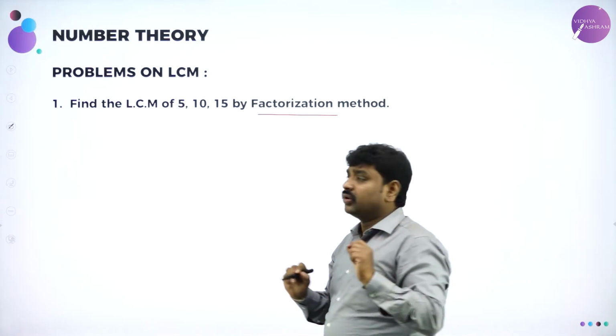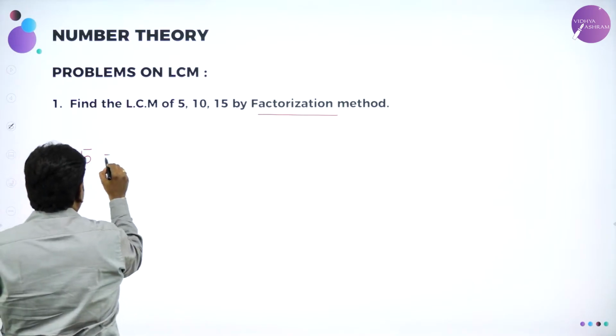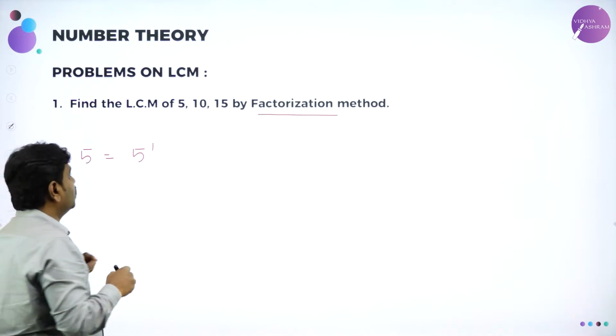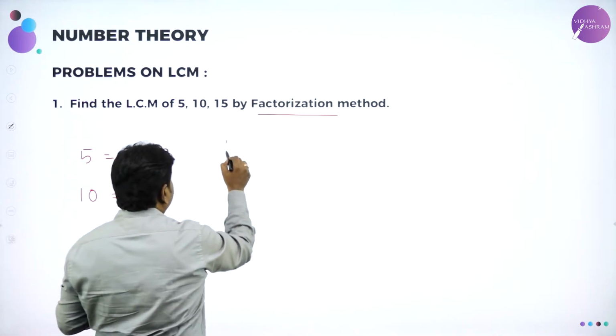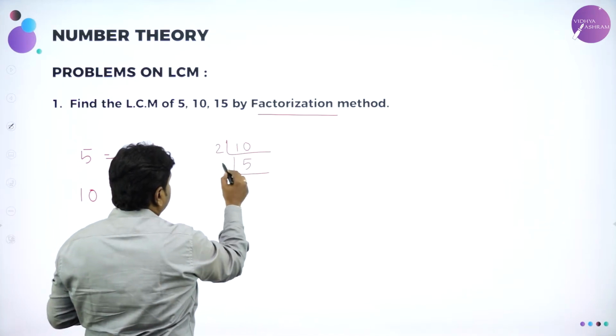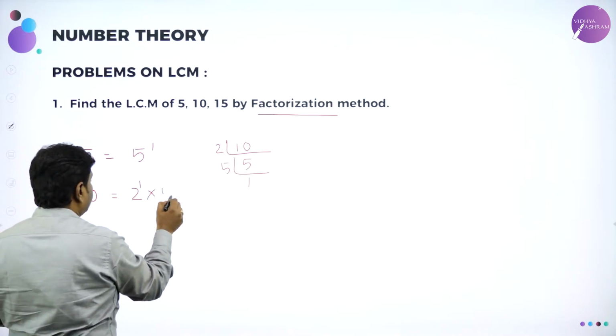What is the factorization method? Each given number is expressed as a product of prime factors. Now I'll take the first number, 5. 5 is a prime number which is not divisible by any other number. So 5 can be written as 5 power 1. Next, 10. Do prime factorization: start with prime number 2. 2 5s are 10 and 5 1s are 5. So I can write 10 as 2 power 1 into 5 power 1.